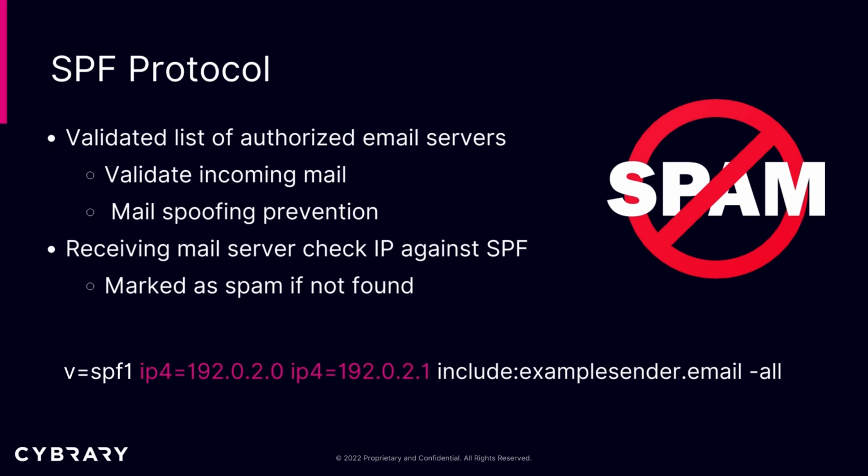If the IP address is not listed in that record, of course it fails. In this case, it'll go through because it was found. And if it's not found, it'll be rejected or marked as spam. So this is how an SPF record would look. There are two IP addresses in that record down below, and those two IP addresses would be validated to send information or emails out from that domain.